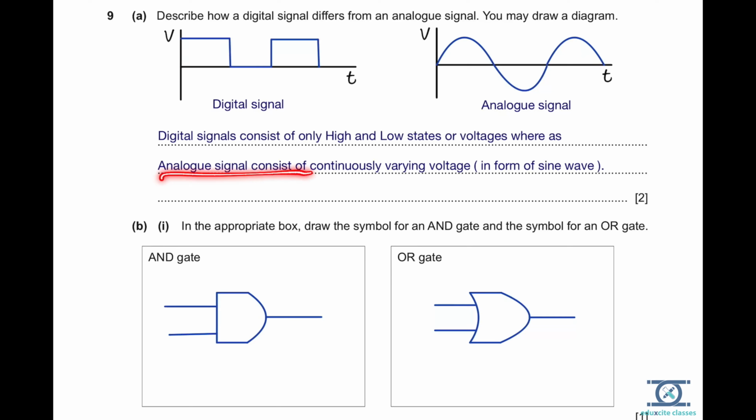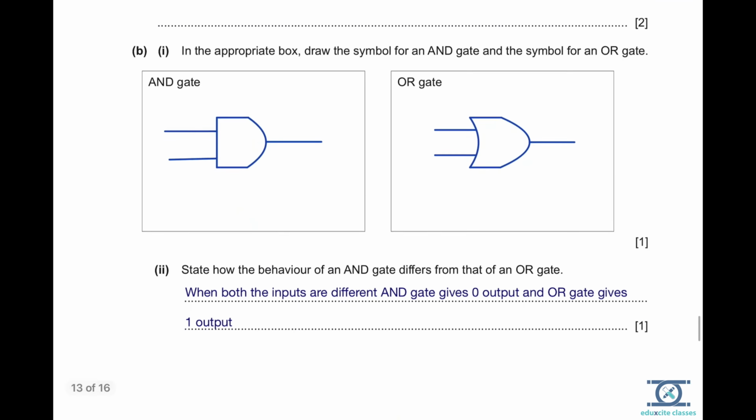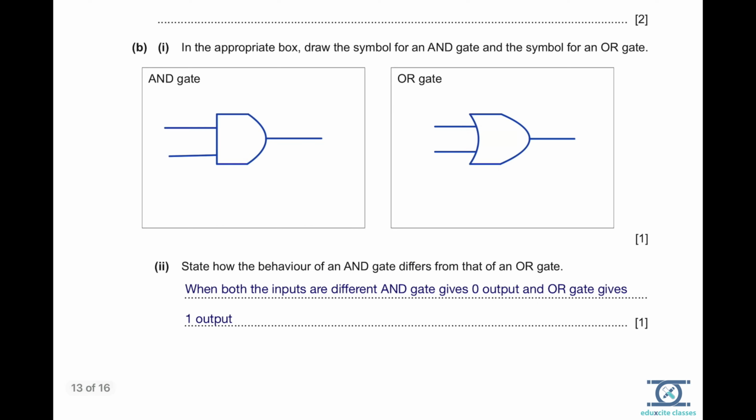And analog consists of continuously varying voltage. So I have drawn this with respect to voltage and time. In the appropriate box, draw the symbol of AND gate and the symbol of OR gate. AND gate we have drawn, OR gate we all know, that is the symbol.